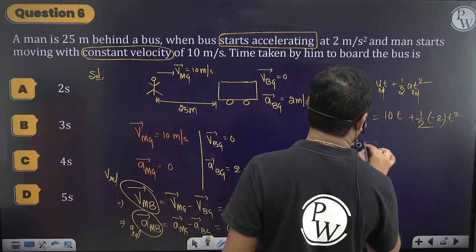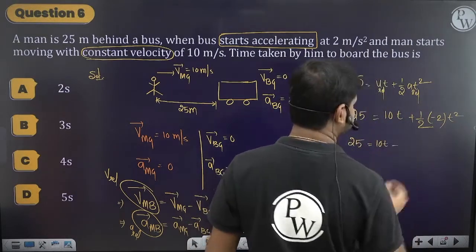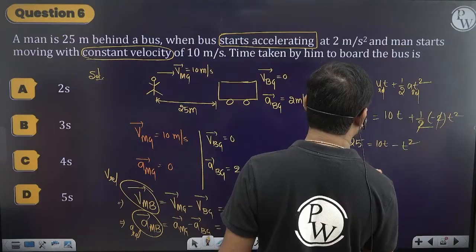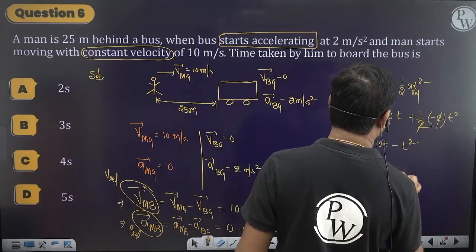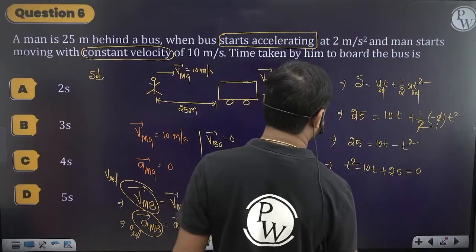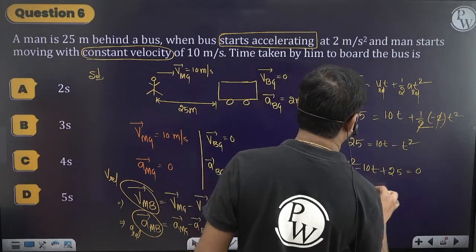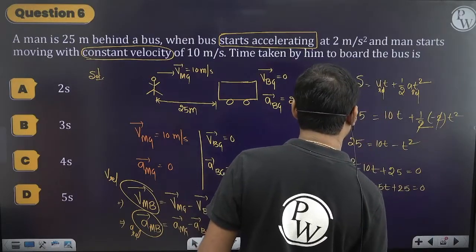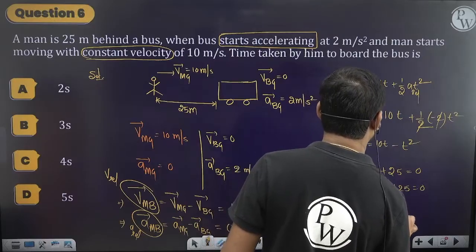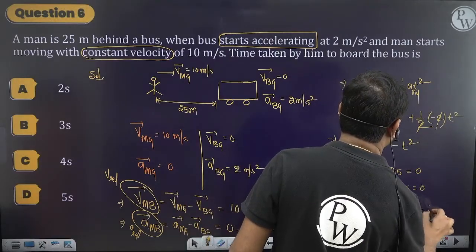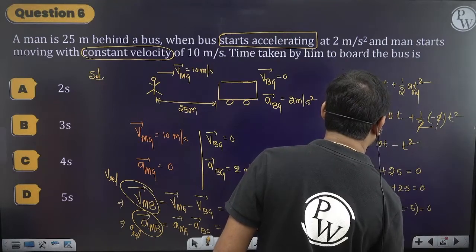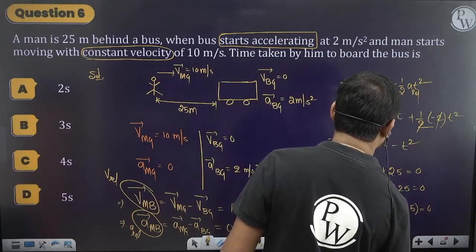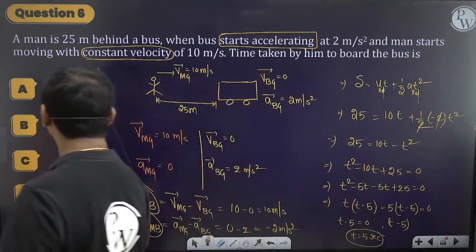So 25 is equal to 10t minus t square. Yes or no? Here the 2 cancels, leaving minus t square. Bring everything to this side: t square minus 10t plus 25 equals 0. Then I can write t square minus 5t minus 5t plus 25 equals 0. Taking t common, t minus 5, and taking minus 5 common, t minus 5. So either t minus 5 equals 0 or t minus 5 equals 0. That means t is obviously 5 seconds. So the correct option is t equals 5 seconds, Option D.